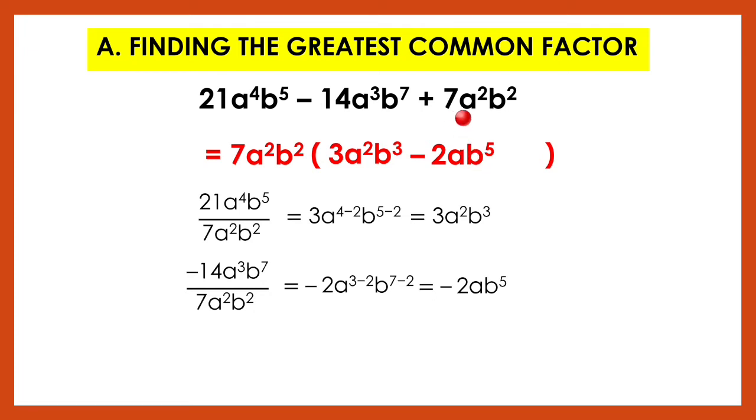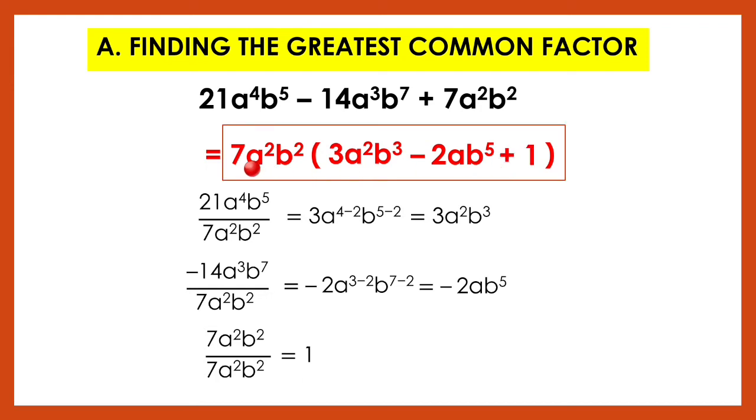And lastly, 7a squared b squared divided by 7a squared b squared. So, 7 over 7 is 1. A squared over a squared is 1. B squared over b squared is 1. So, our answer is 1. So, we have plus 1. Therefore, these are the factors of 21a to the 4th, b to the 5th, minus 14a cubed, b to the 7th power, plus 7a squared, b squared. Okay?